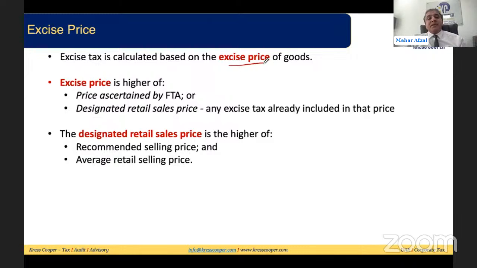How to calculate the excise price? Excise price is the higher of the price determined by the FTA or the designated retail sale price less excise duty already included in the price. So basically, what is higher of? Price ascertained by the FTA. Assuming FTA has ascertained 100. Designated average retail price, we need to calculate the average retail price, and this is the formula for the average retail price. We'll look into this. Retail sale price is assuming 105. This 105 includes excise duty of 50%, so how much will it be? It will be around 52.5.